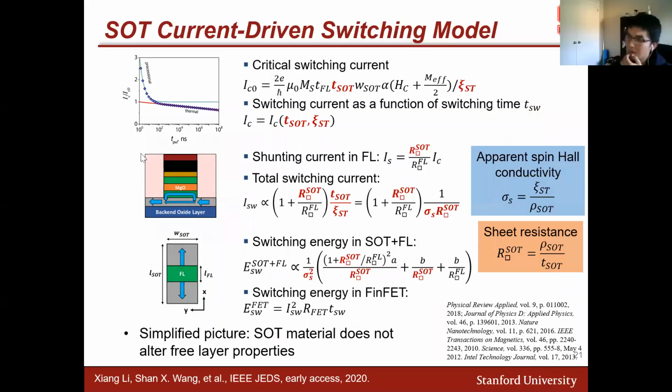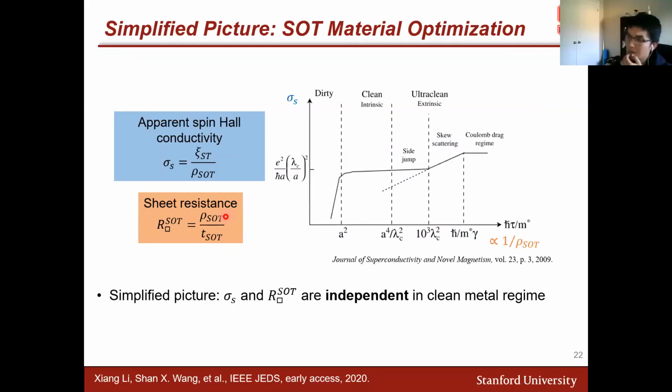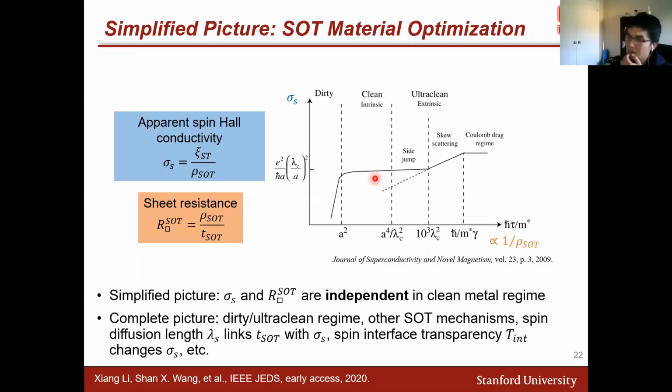With these two parameters, I also want to mention that we assume they're independent of each other. This is relatively sophisticated physics, but I'll just leave it here for anyone who is familiar with it. In this clean regime, we can assume that the spin Hall conductivity is relatively constant when you change the sheet resistance. Okay, so let's just assume that.